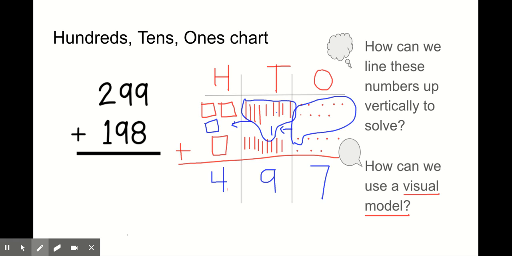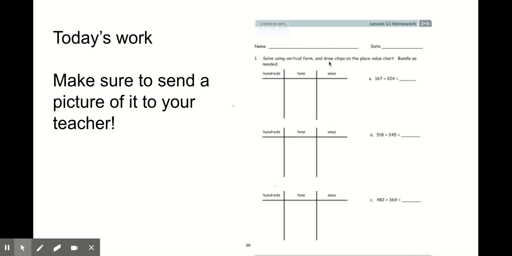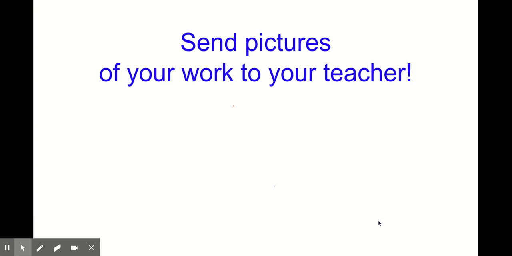Friends, you can use the visual model or you can use the vertical way to add these big numbers. Do what works best for you. Your work today is going to be using vertical form. And you can draw chips or hundreds blocks on the place value chart. The important part is that you are bundling. There are just 3 addition problems here. Make sure that you send pictures of your work to your teacher so we can see the amazing way your brain is working.